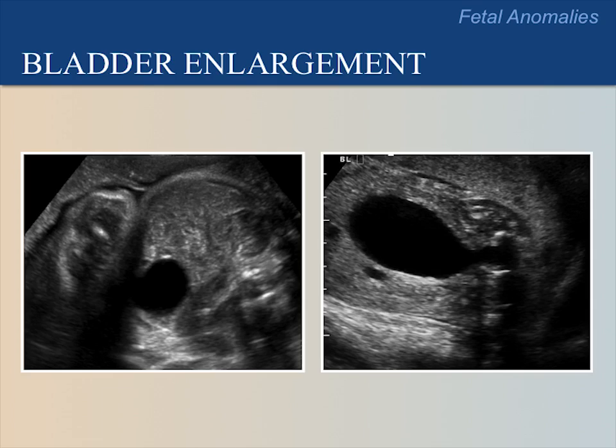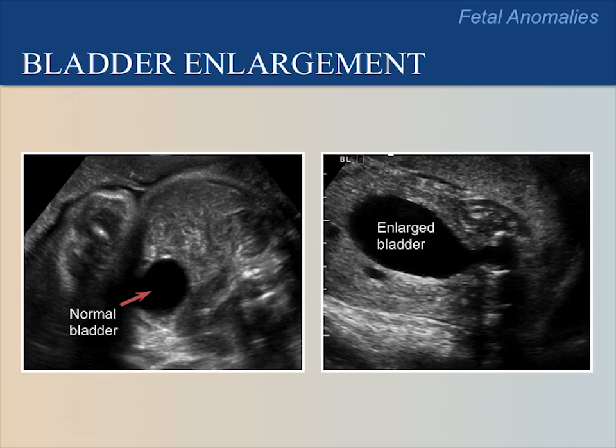Please pause the video now to look at these images as a group and ask what the structure is and whether it appears normal. In both images, the structure is a fetal bladder. The bladder on the left is normal in size. Note the smooth contour and absence of pyramids or ridges like we saw in the kidney.